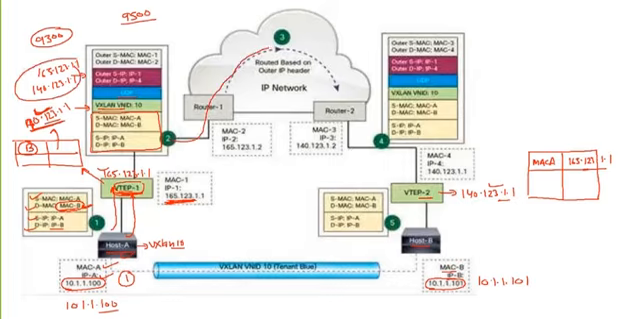Why? Because you are configuring EIGRP or BGP between your leaf and spine, right? So your packet will reach here, and then the packet here will be decapsulated, right? And your original Ethernet packet will be handed over to host B. So this is how a packet flows in a VXLAN.